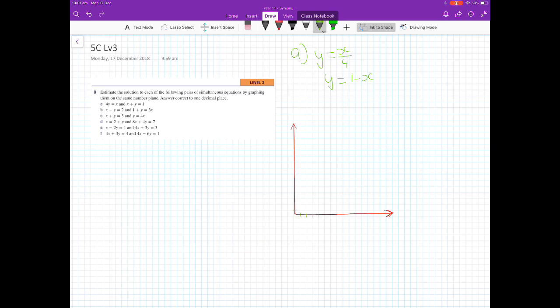Choose a couple of points to plot. Work out what they are: 1, 2, 3, and 4, because we're going to be dividing x by 4, so it seemed like a good idea. When x is 4, y is 1. Well, you could have made the scale a bit bigger on the side, but next time.